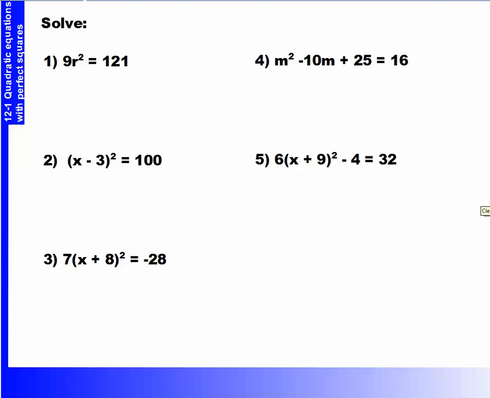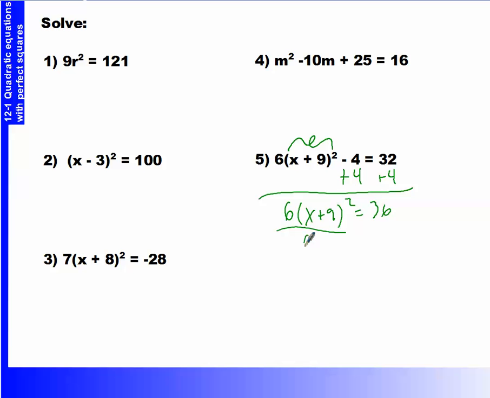All right, finally for number 5. Number 5, this one is a little more complicated. We're throwing a lot of things at you at once. So what are we going to have to do to get this piece right here by itself? Because we can't square root it until we do that, right? So add 4. So I get 6 times (x plus 9) squared is equal to 36. Now what will I do, Michael? Divide by 6. Thank you.